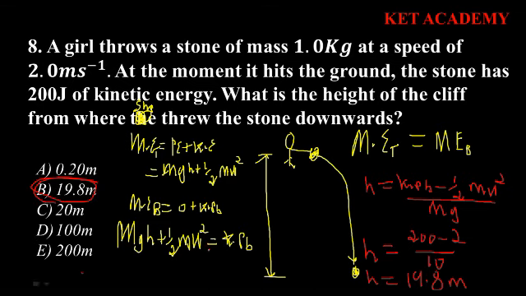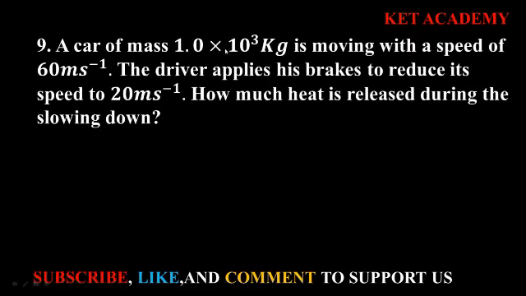Option B. The next question says that a car of mass 1 times 10 to the power 3 kilograms is moving with a speed of 60 meters per second. The driver applies his brakes to reduce its speed to 20 meters per second. How much heat is released during the slowing down? So we know from the work energy principle that the work done here will simply be equal to the change in the kinetic energy, and the work done here is the work done to release the heat.